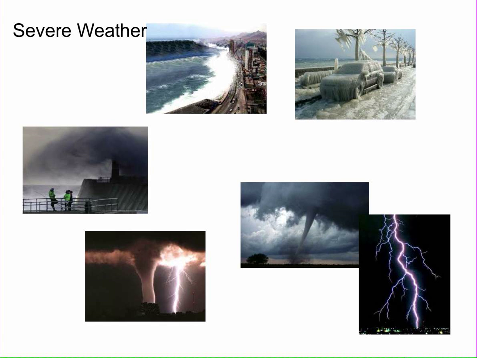Thunder results from the rapid heating of the air around a bolt of lightning. Lightning can reach temperatures of about 30,000 degrees Celsius, which is more than 5 times the temperature of the surface of the sun. This extreme heat causes the air to expand rapidly. When it cools quickly and contracts, the rapid movement of the molecules forms sound waves heard as thunder.